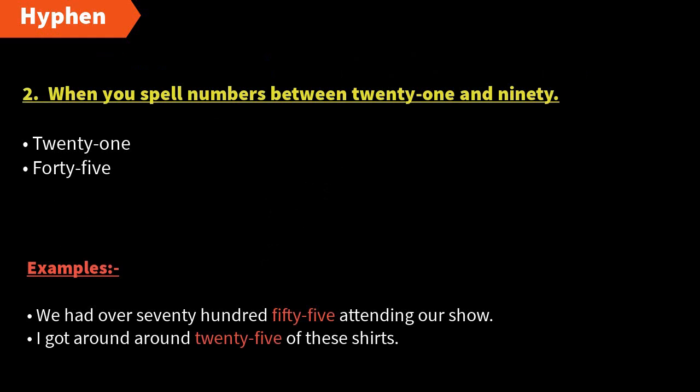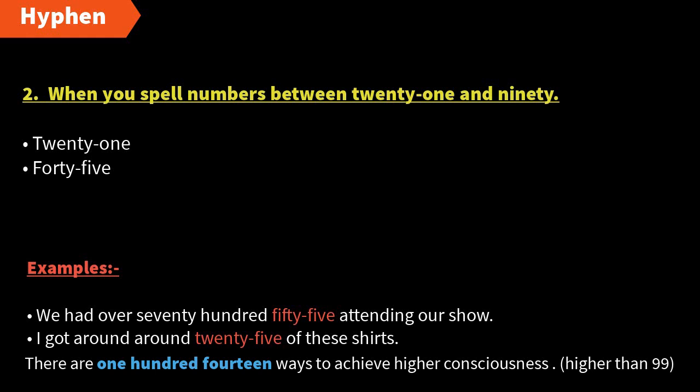Usage number 2, when you want to spell numbers between 21 and 99, like forty-five, thirty-six, twenty-one, ninety-nine. I've got forty-five cards of these types. I've got what? Forty-five cards. Forty-five is a word here, right? Compound adjective. So that is the second way to use it.